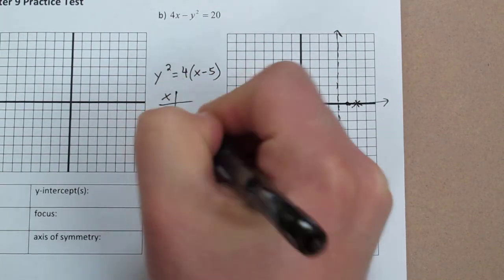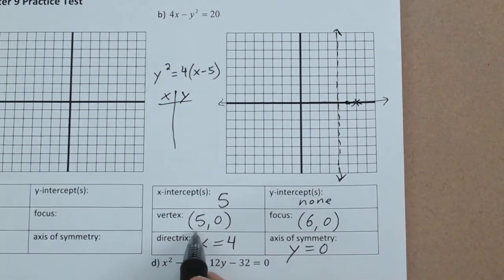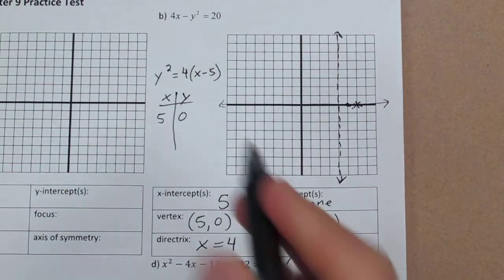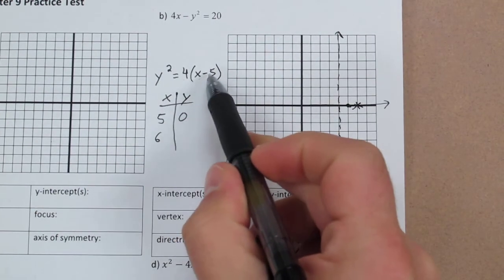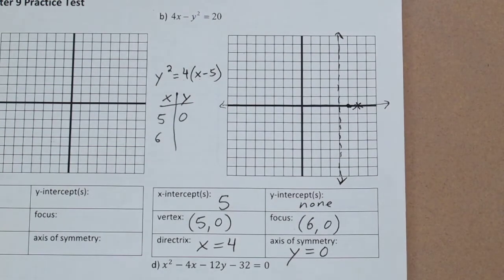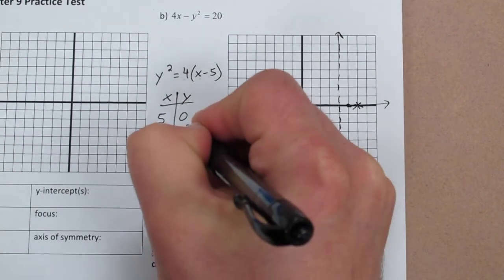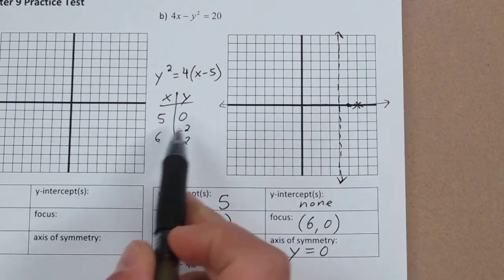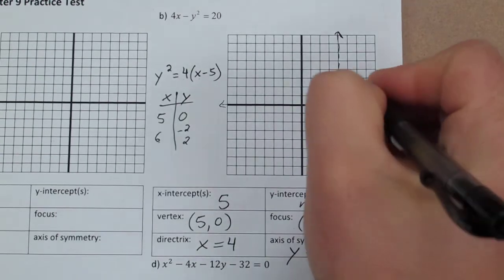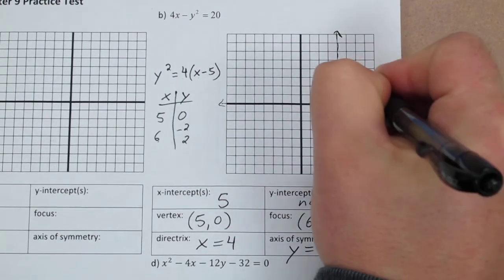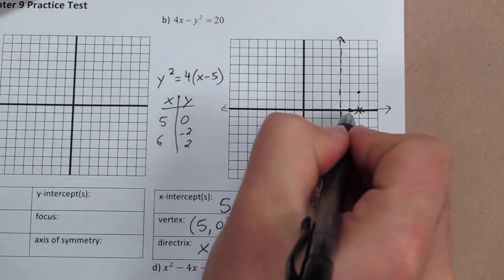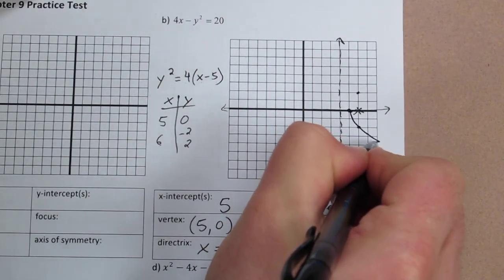Let me make an XY chart here. All right, and we'll put our vertex because we know we have a vertex at 5, 0. All right, let's plug in a 6. 6 minus 5 is 1. 1 times 4 is 4. So what numbers could we square to get a 4? Negative 2 and 2. So 6, negative 2 is on the graph. That's right here. And 6, positive 2 is on the graph. That's right there. So if we connect those with the vertex, we get our parabola.